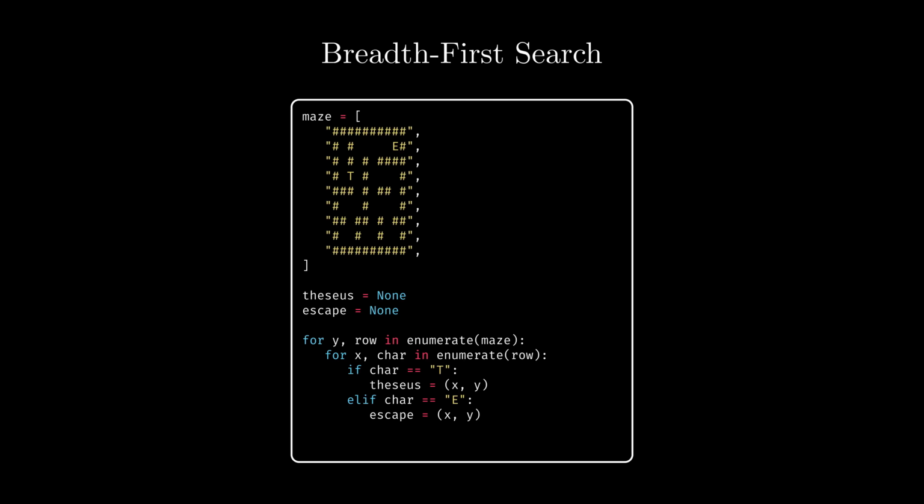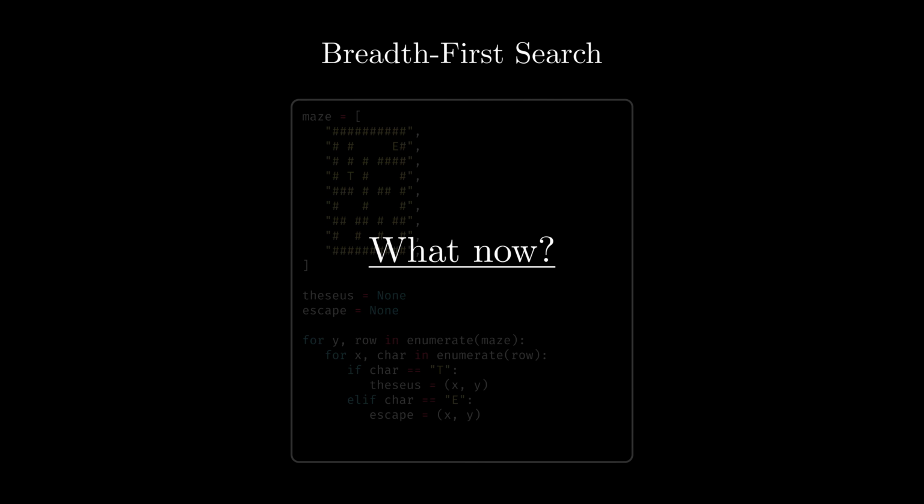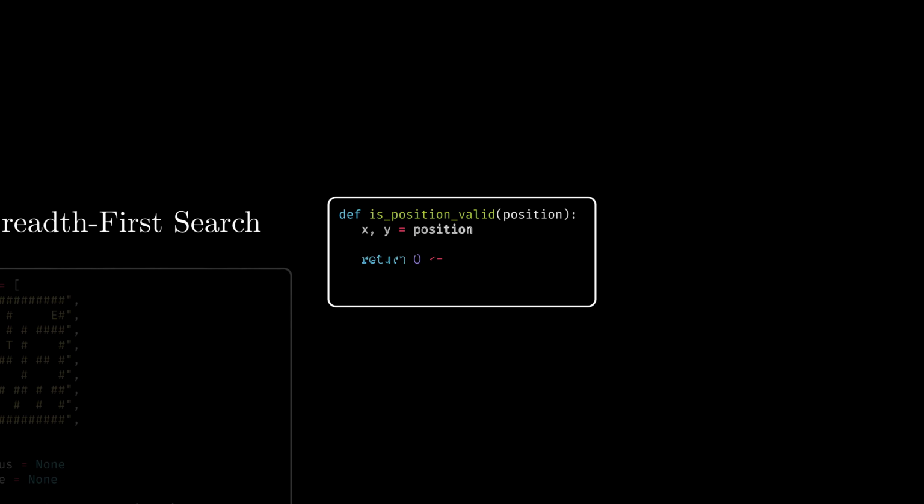Now, if you've never implemented BFS, then what to do next isn't all that clear. This can happen quite often when coding something new, and a good way to overcome this is to write small functions that seem like they could be useful. For example, we can write an isPositionValid function that returns true if the position can be moved to, i.e. is within the maze and isn't a wall.